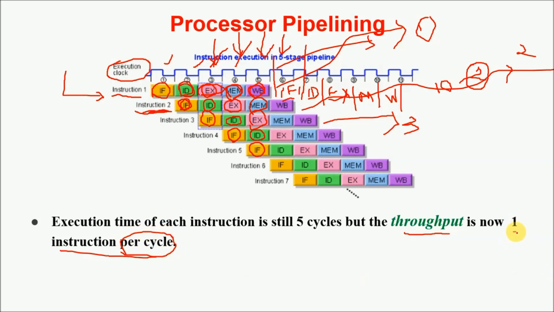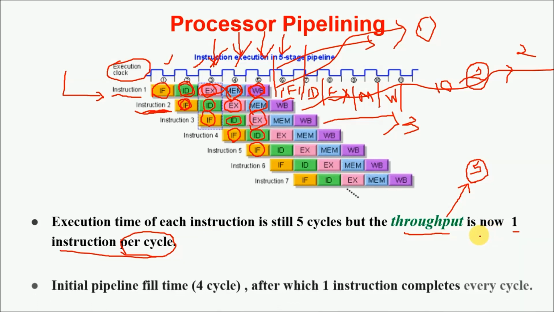Otherwise, in a non-pipelining processor, the throughput was 5. That means in every 5 clock cycles, an instruction will be executed. In 10 clock cycles, 2 instructions will be executed. In 15 clock cycles, 3 instructions will be executed. So the throughput in that case will be 5. But here, if we use the pipelining system, pipeline hardware, then the throughput will be 1.